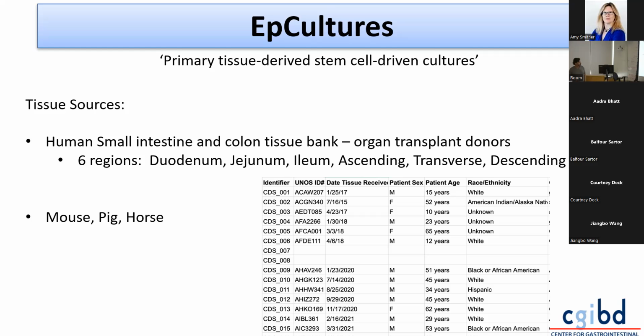Here's an example. Here are 2 that we don't have any information for, but we've got about 14 different cases right now of different demographics. So a mix of male and female, different ages, and different races and ethnicities that you can tap into.